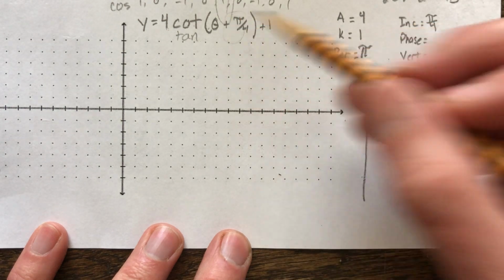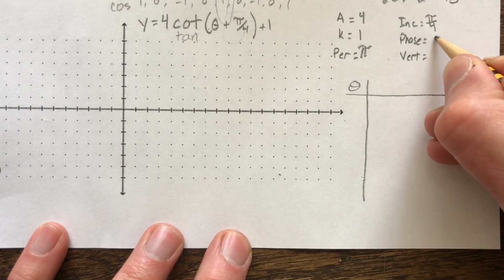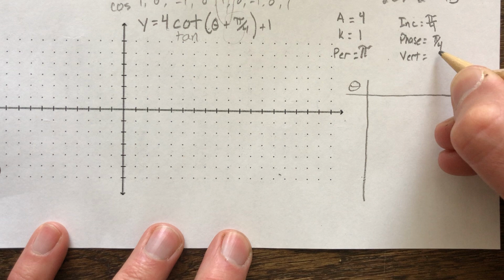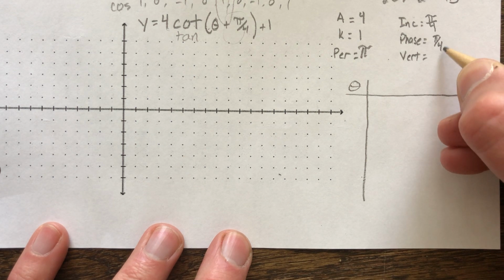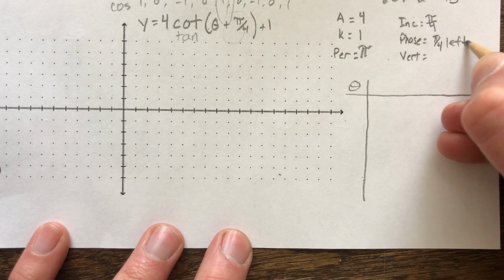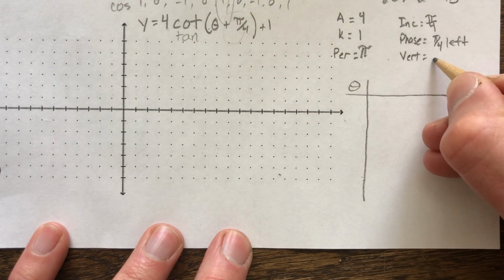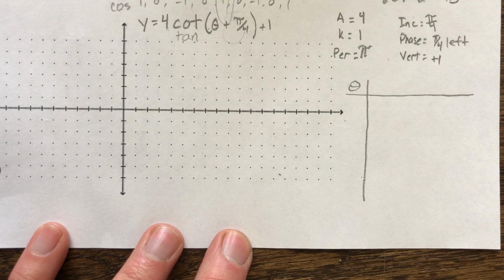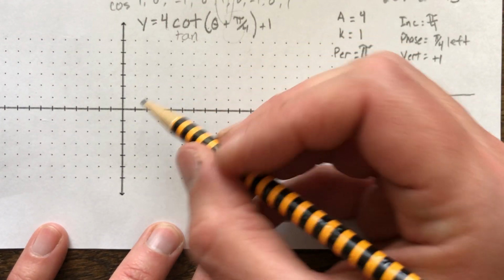Phase shift. Taking what's inside and dividing by k. But again, k is 1, so it's just still going to be pi over 4. And we are going left because it's a positive. And then our vertical shift is +1. Okay? Labeling.